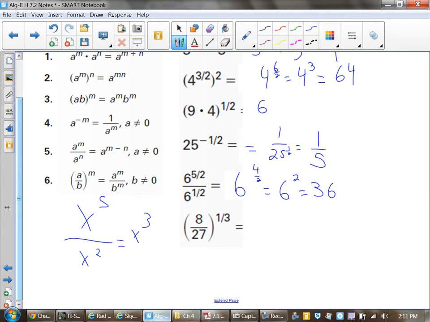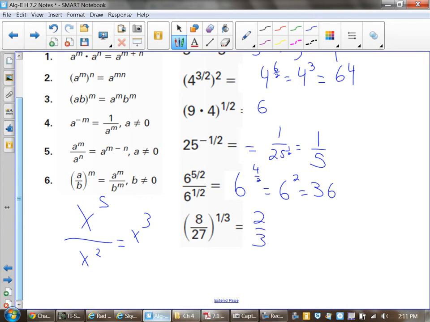And then the last one mirrors the one we did where it was 9 times 4 all to the half power. In this case, it's 8 over 27 all to the 3rd power, which means what? What's the 3rd power mean again? Cube root. So again, this means that you have the cube root of 8 divided by the cube root of 27. 2 and 3. Very good.